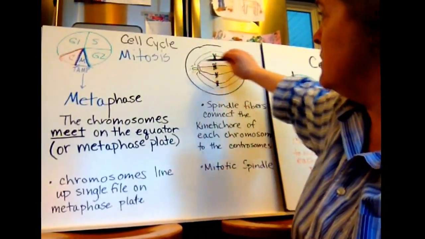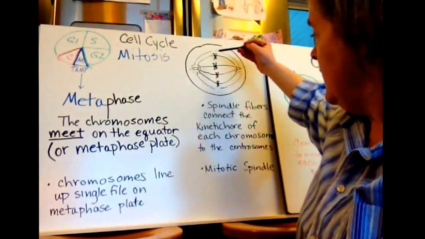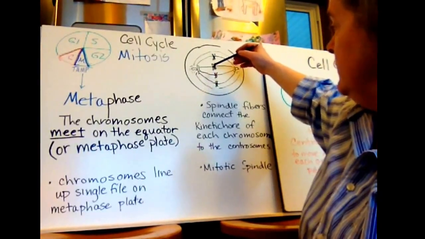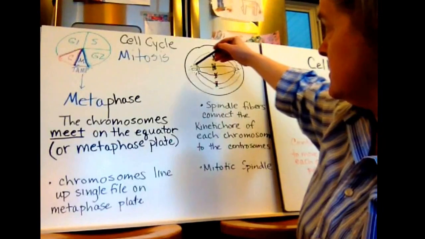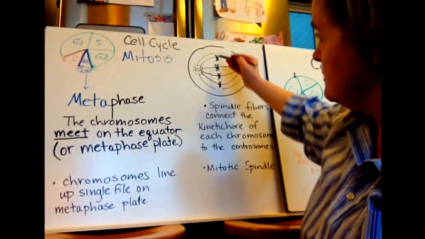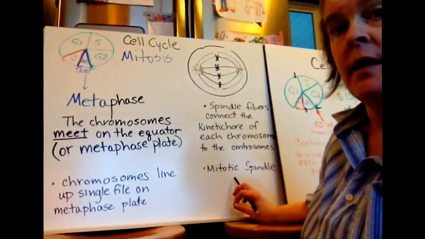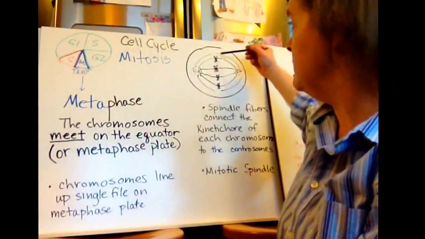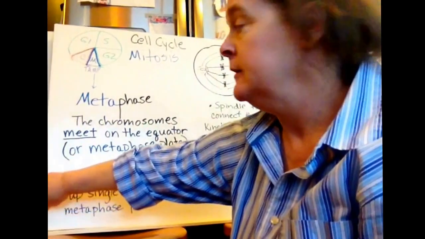The centrosomes are on either end, they're on the poles, and the kinetochore of each chromosome is attached to the centrosomes by a fiber. So that's where they're connected, right at the kinetochore. This is known as the mitotic spindle.